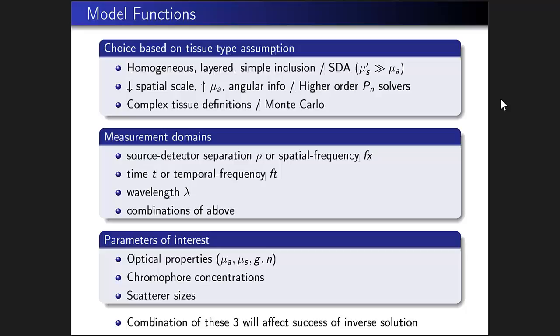You can consider different measurement domains, for instance, source detector separation, spatial frequency, time, temporal frequency, wavelength, or any combination of the above. And then consider the optical properties that you're trying to determine. Are they absorption, scattering, g, refractive index, or are they chromophore concentration, or scatterer size? So all of these play a part in the success of your inverse solution.